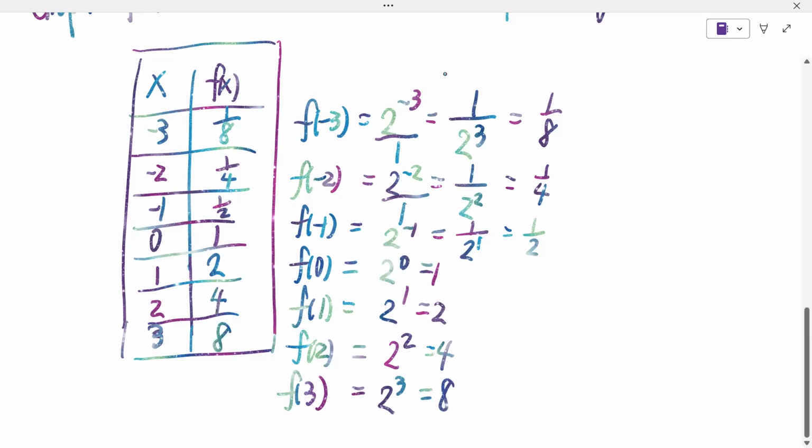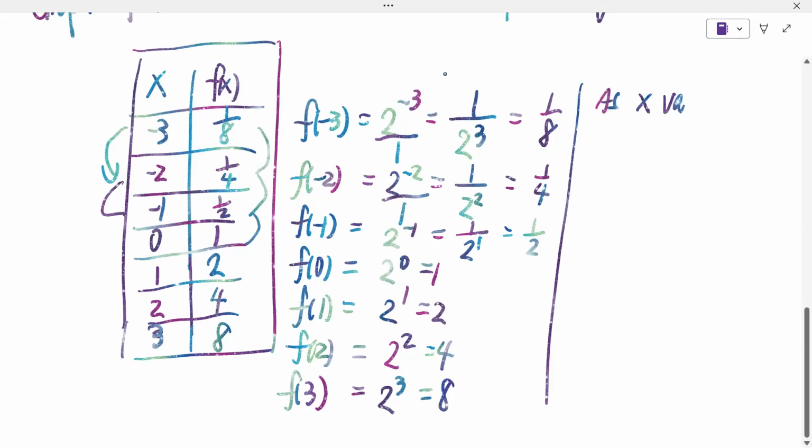Now look at the pattern here, right? As x increases by 1 unit, f of x doubles. Double, double, double, every step along the way, as the x value increases by 1 unit. So the common pattern here for the exponential function with base 2 is that as the x value increases by 1 unit, the function value doubles.